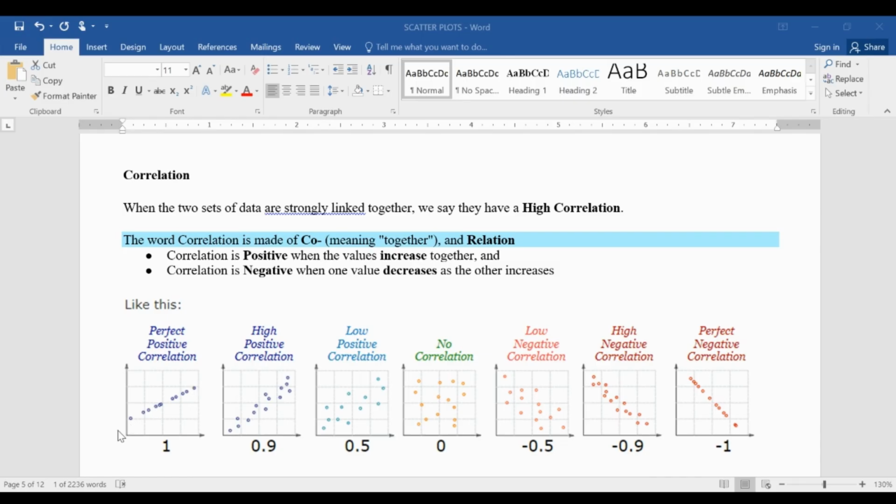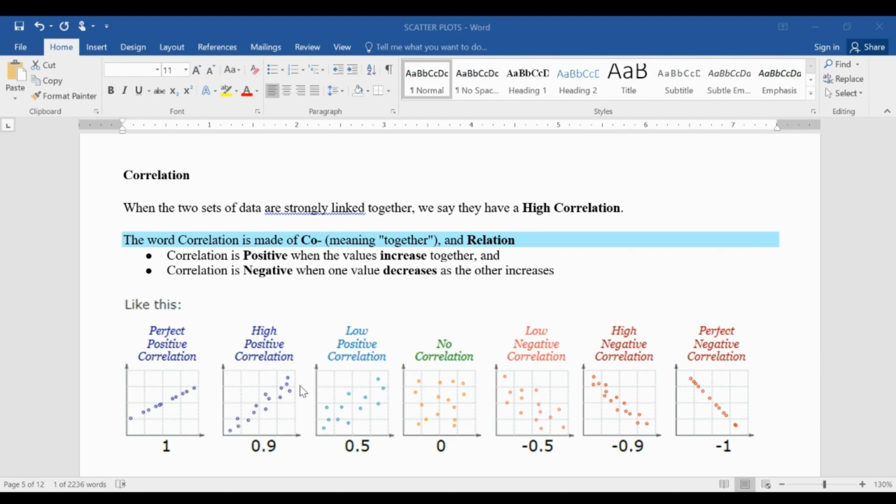Now, positive means I increase one, I increase the other. Okay, this is perfect because everything's right on the line. Clearly, if I increase the x value, the y increases. A correlation of 1 means the data fits perfectly to a trend line. The closer the value is to 1 or -1, the better the correlation, the better the relationship between the two data sets. Now, this would be a high positive correlation, a value of 0.9.